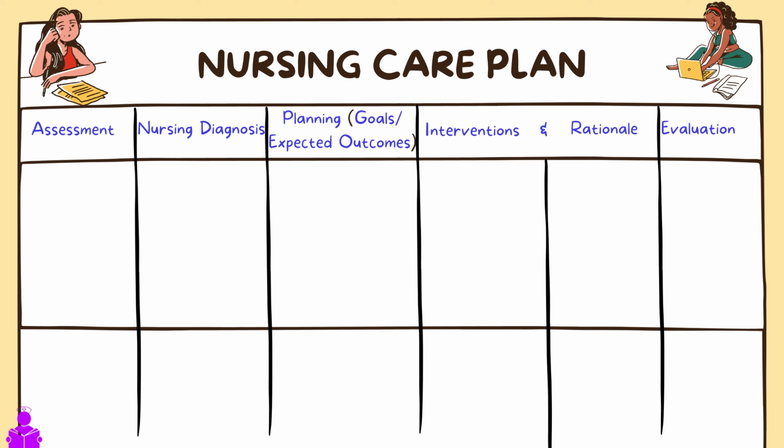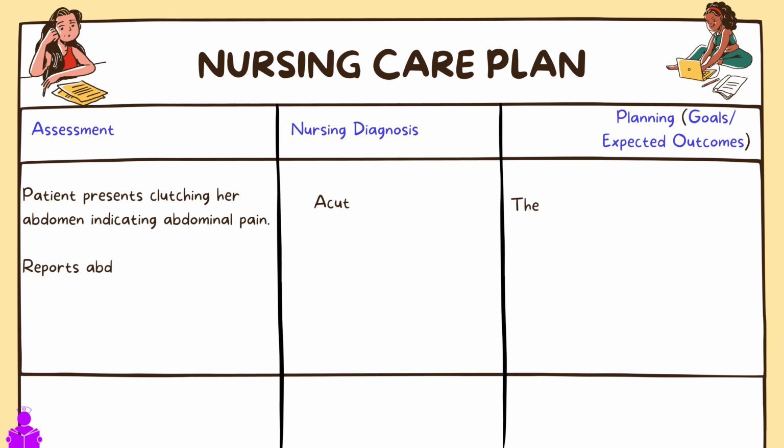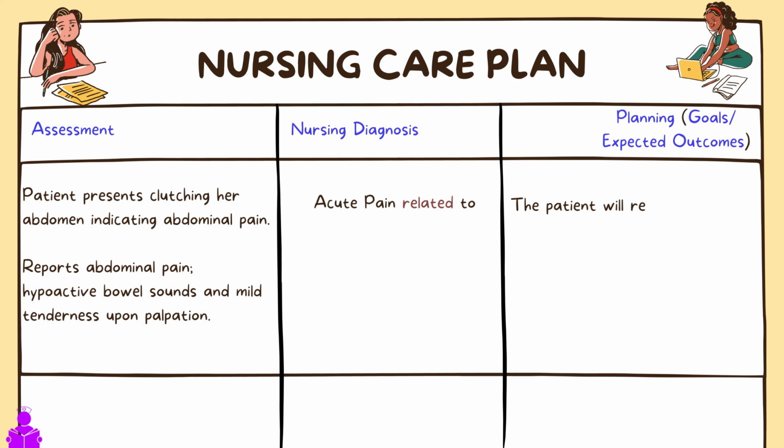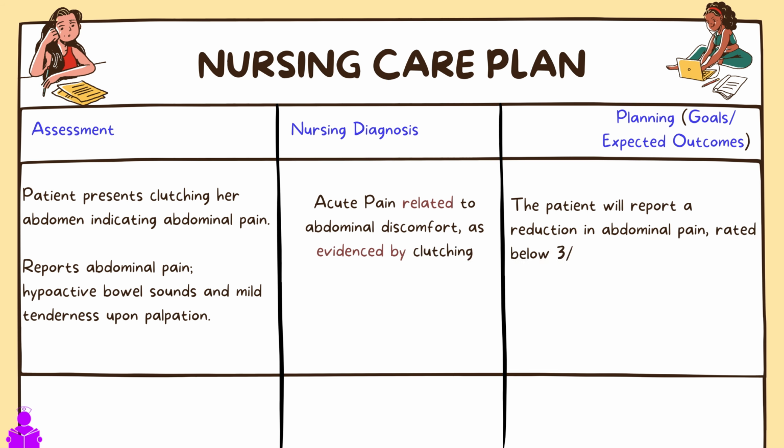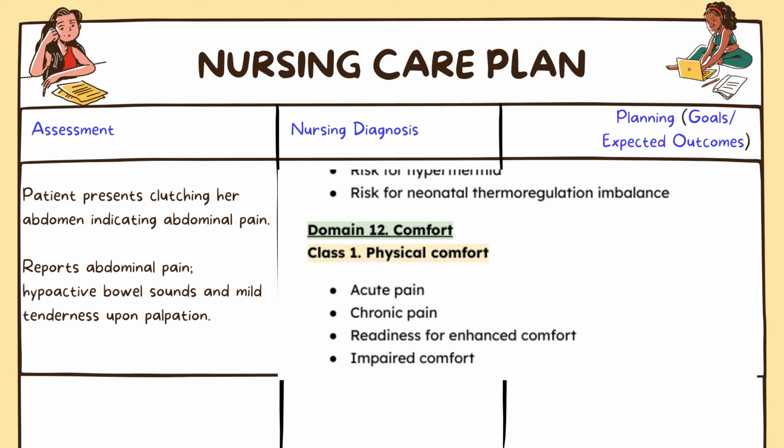So we shall start with the assessment, where we saw that the patient was presenting with abdominal pain because she was clutching her abdomen, and also she reported herself that she was having abdominal pain. So to get the nursing diagnosis, we can refer to NANDA, and then we open it and we look for allowed nursing diagnoses under pain. And we have here, you can see we have acute pain. We also have chronic pain.